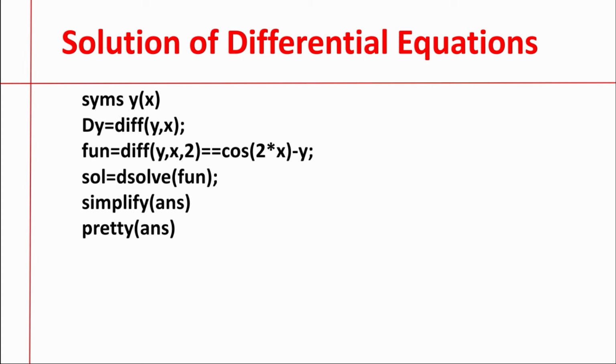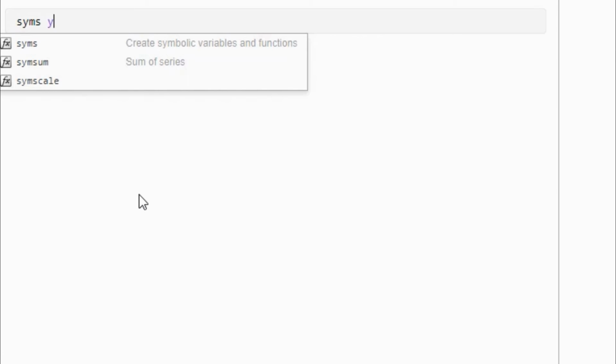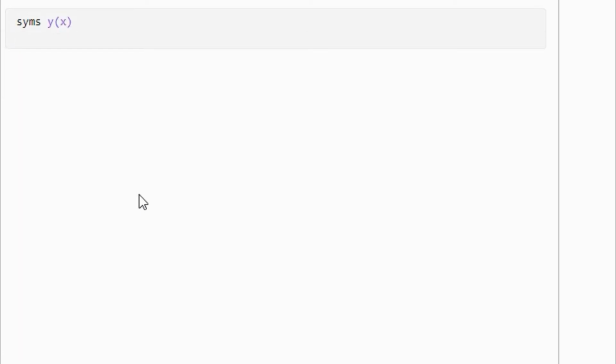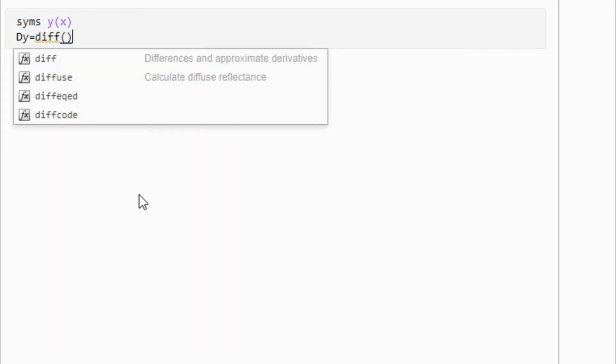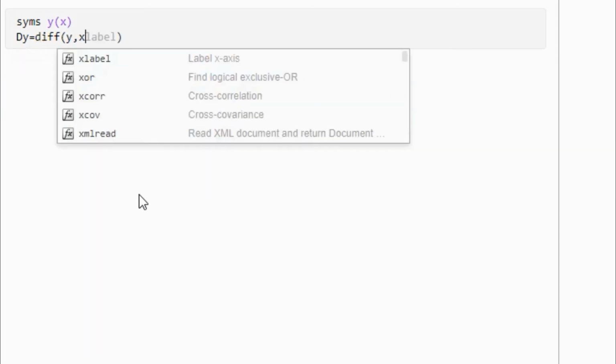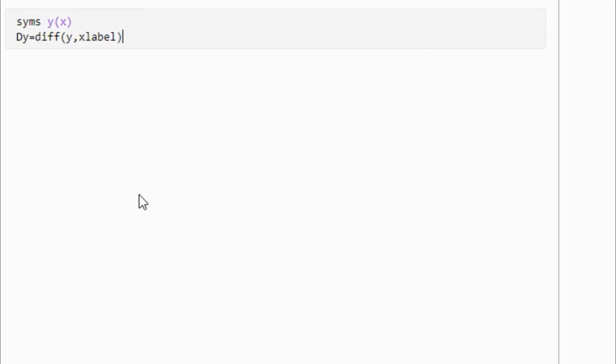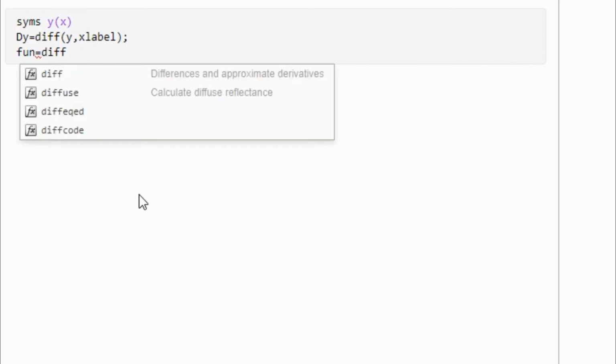Now we type this code, or copy and paste it in MATLAB, and we check what is the solution of this differential equation. Here we are writing syms y(x), and now you will type dy is equal to diff(y, x). Remember that this is y comma x, not yx label. I will make it correct in the next.